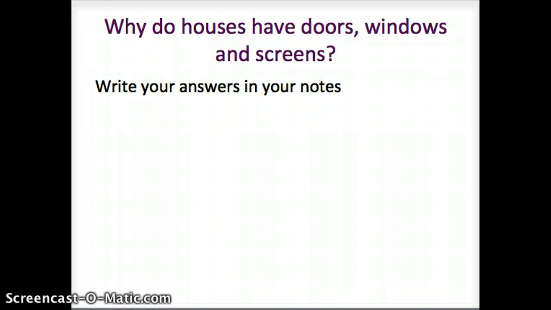This is purple. Think, pair, share. Why does your house have doors and windows and screens? What's the point of having doors and windows and screens in your house? What do they let you do? Answer that question in a thought bubble now.